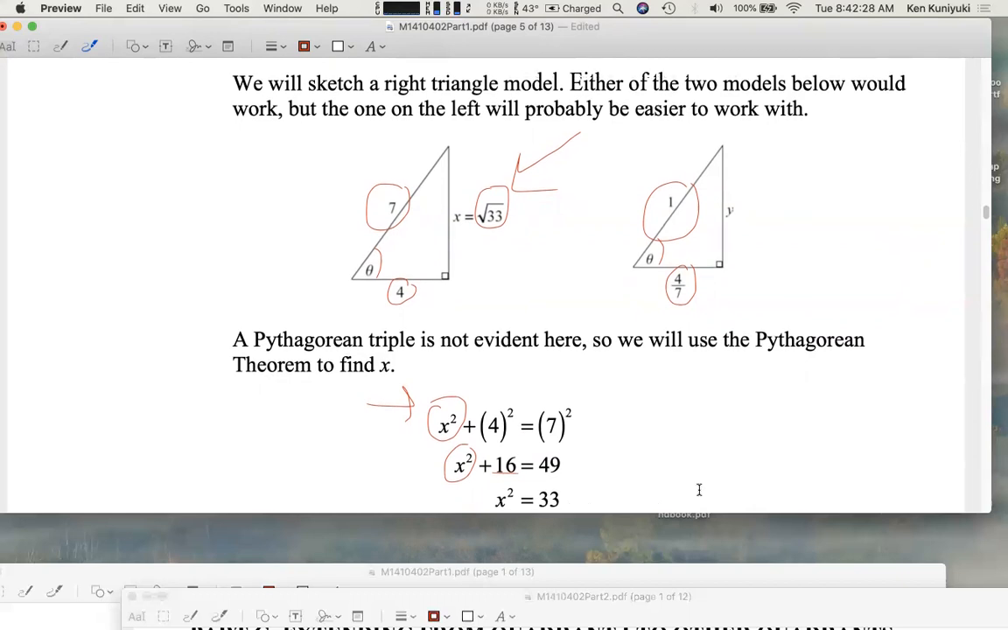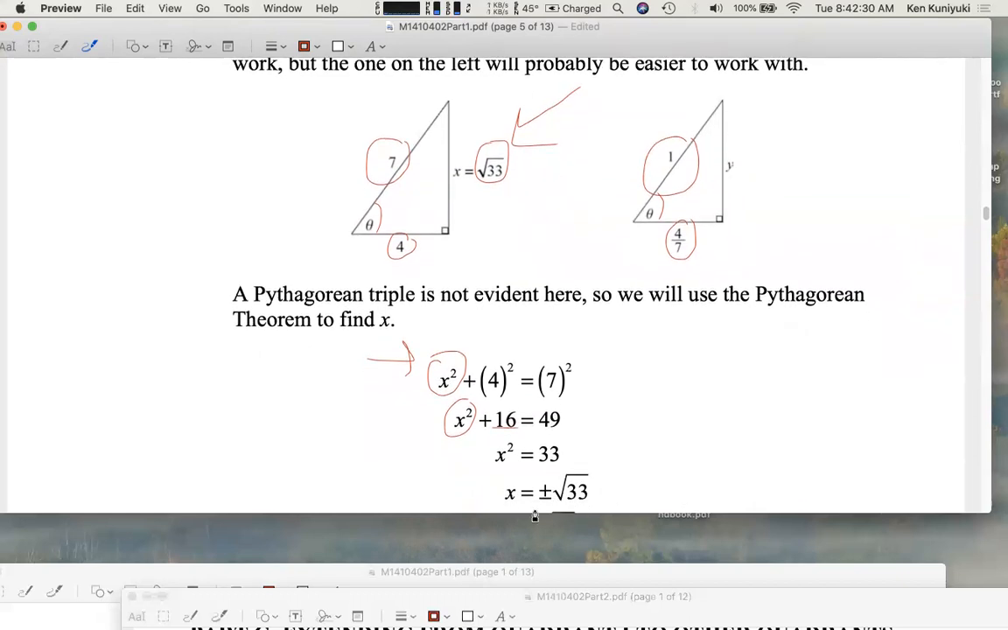If x squared is 33, then technically x can be plus or minus the square root of 33. But since theta is an acute angle, we're going to use the positive number for this. Now you might be saying, well, hey, aren't lengths always positive? Well, yes, but it turns out that if we move to other quadrants, we sometimes use signed lengths. We sometimes put the negative number.